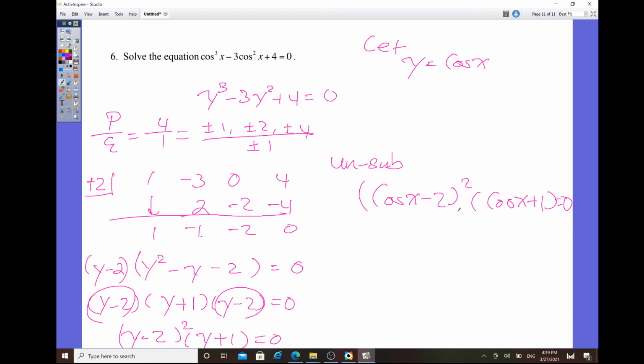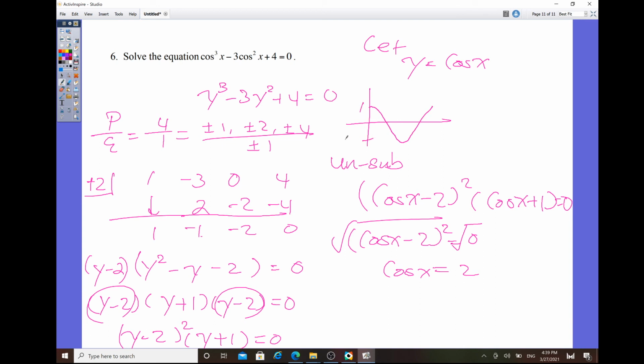So what this one is showing here is cosine of x minus 2 squared equals 0. Multiplicity is 2, we do know that. So cosine of x equals 2. Well, is that possible, to have cosine of x equals 2? It's impossible, because the cosine curve, the range, is always bounded from negative 1 to 1. So anything that's greater than 1, it's impossible. So there's no solution for this.